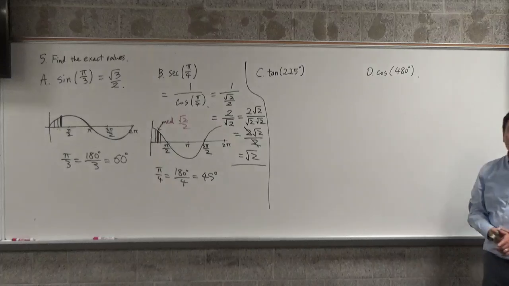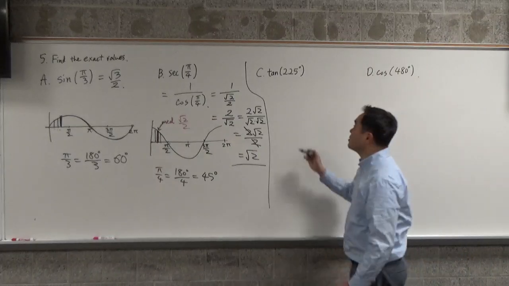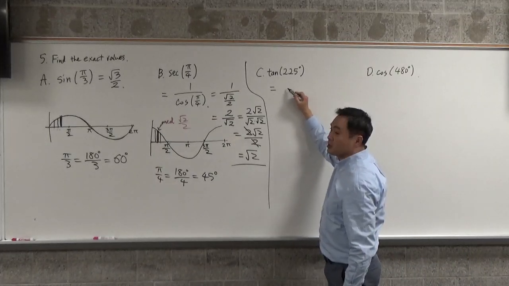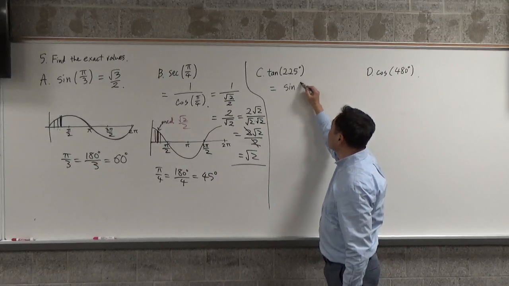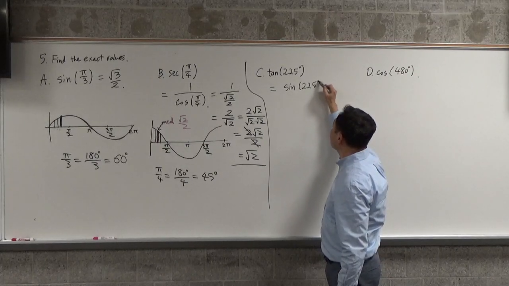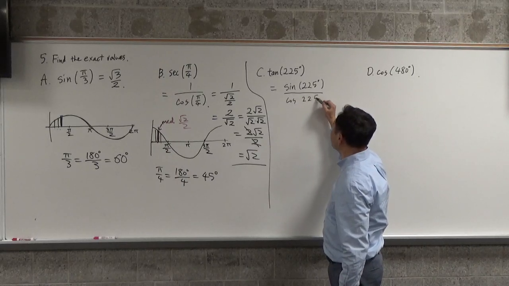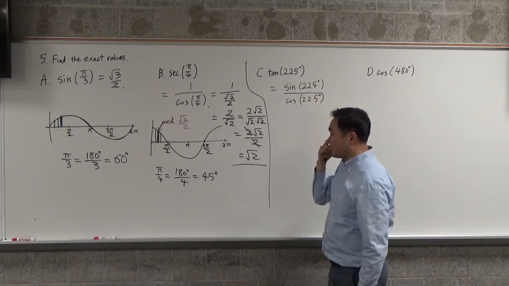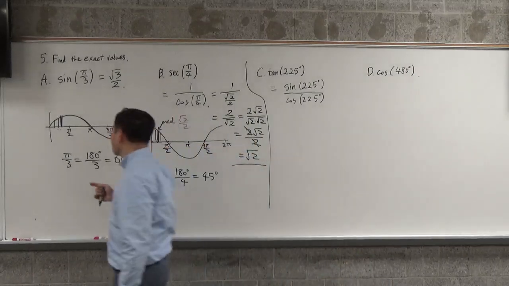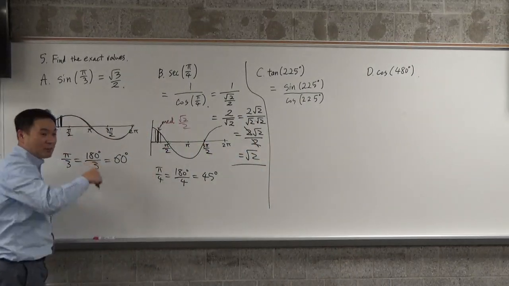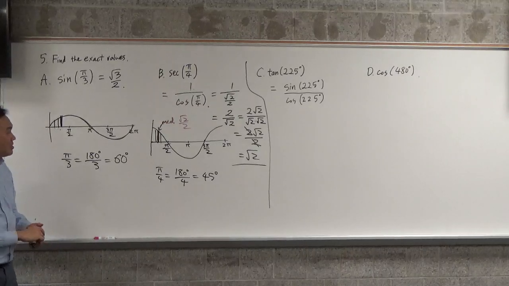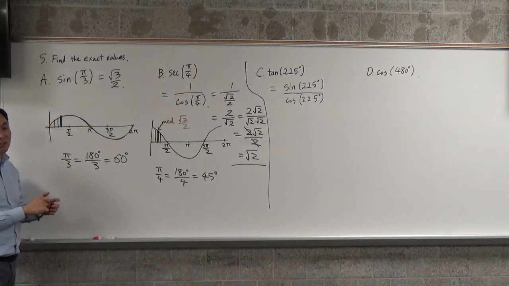Okay, what about tangent of 225 degrees? This would be sine of 225 over cosine of 225. You should try to draw these graphs again. Just keep drawing these two graphs until it's just so easy for you, okay?